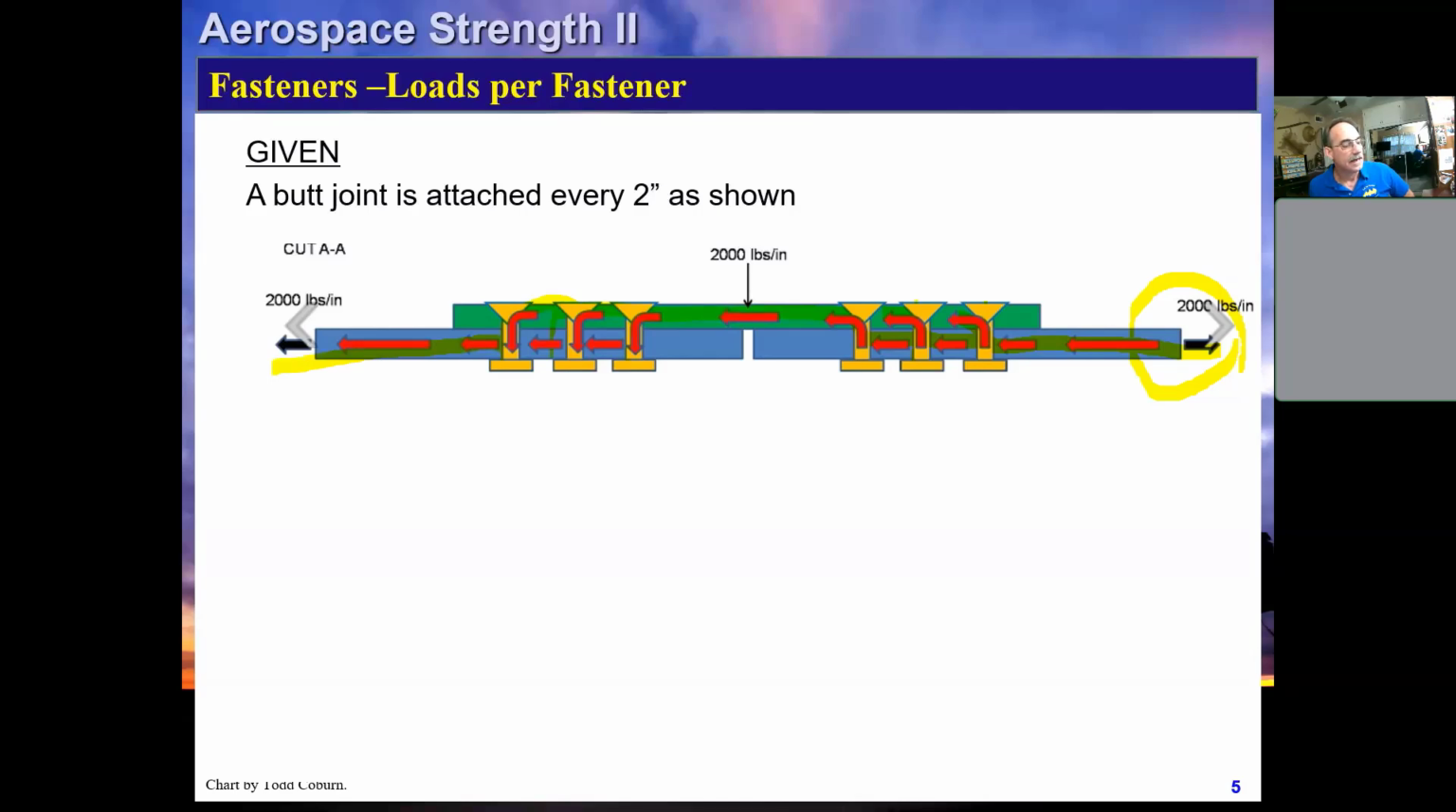Now, it's actually when folks in industry, that's usually how we start to analyze it. And often that's all we'll do for static. But when we start looking at fatigue and damage tolerance, we generally note that the load distribution between these is actually not uniform. Often the first and the last fastener end up picking up more load than the others.